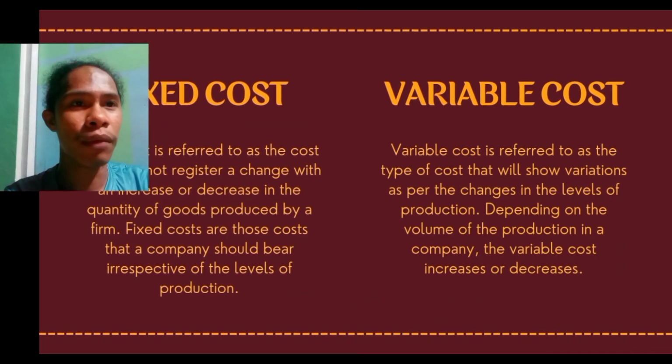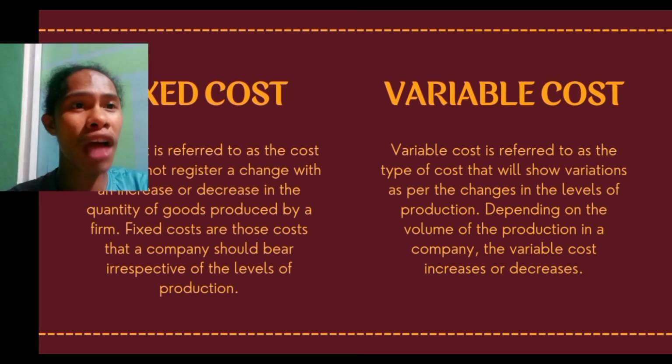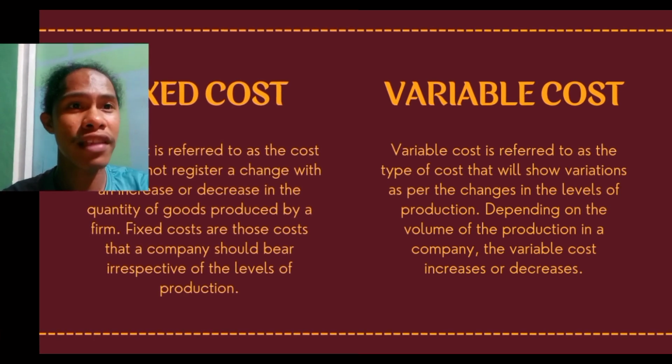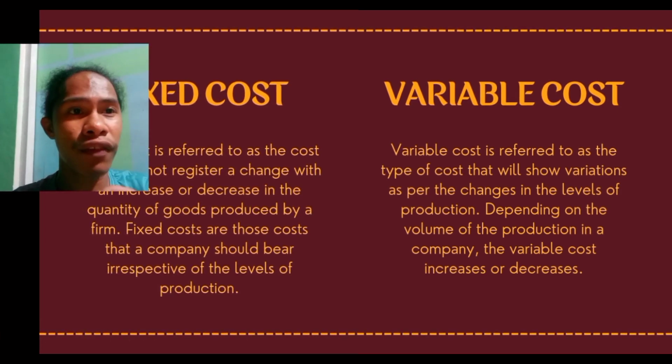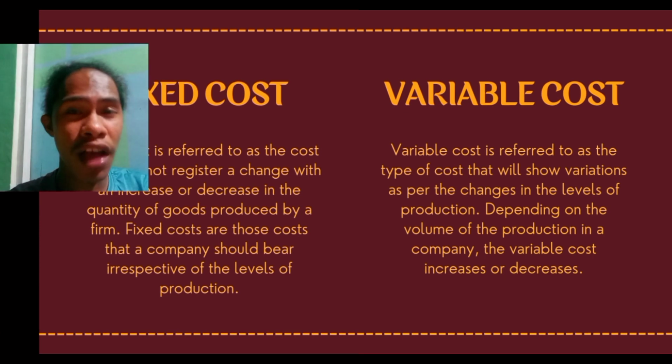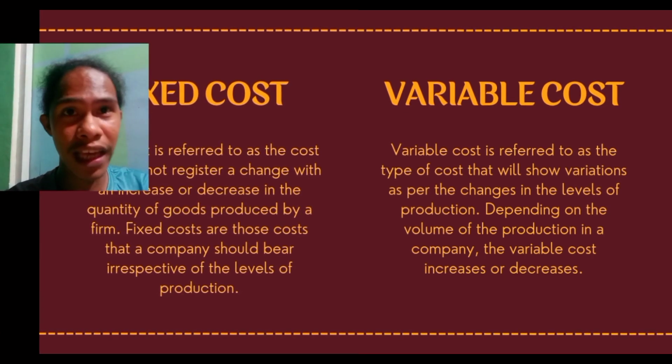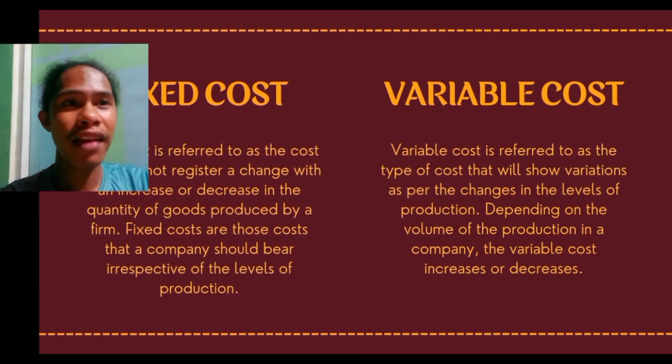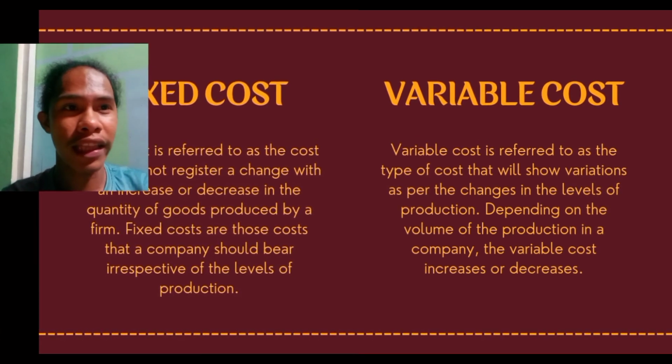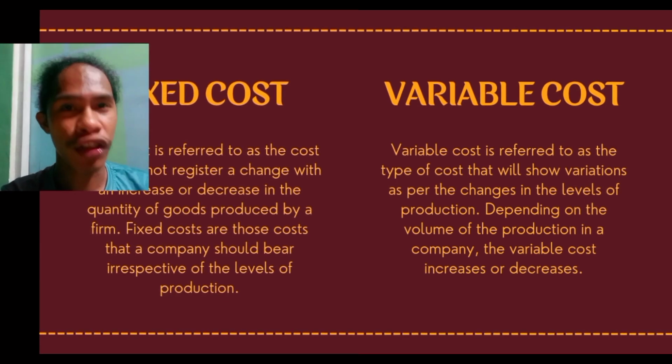Next is the variable cost. So variable cost is referred to as a type of cost that will show variations as per the changes in the levels of production, depending on the volume of the production in the company. The variable cost increases or decreases. Again, variable costs are costs that are changeable. It can increase or decrease in the long run.